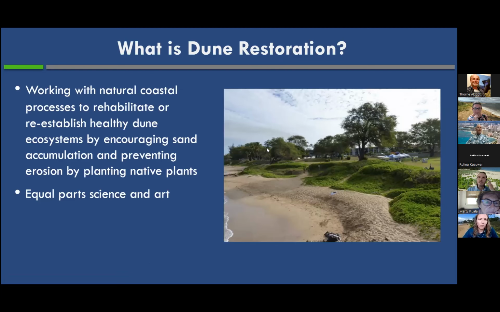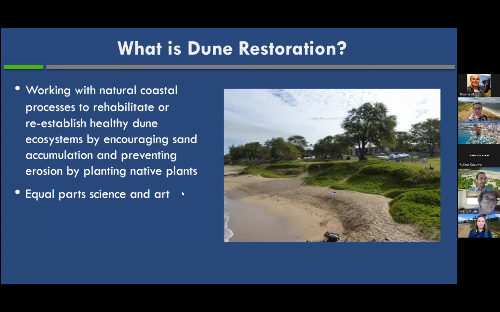So what is dune restoration? What are we talking about exactly? Our working definition of dune restoration is working with natural coastal processes to reestablish or rehabilitate a healthy dune ecosystem by encouraging sand accumulation and preventing erosion by planting native plants. We sometimes say it's equal parts science and art. It's a little bit of gardening, a little bit of landscape architecture, and a little bit of scientific coastal processes.